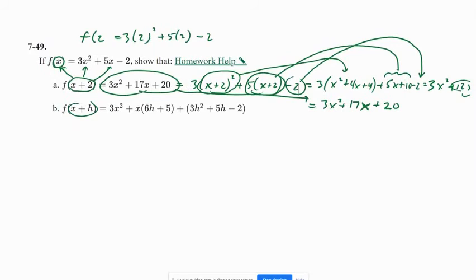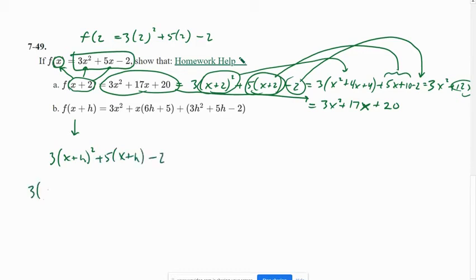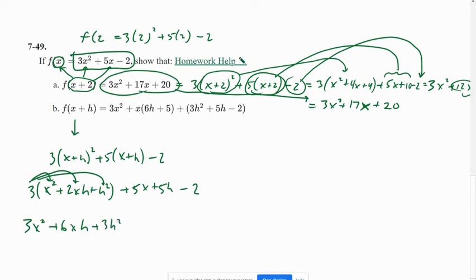Okay, and then for part B, we'll do the same exact thing, but we're going to replace all the x's with x plus h. So this is going to be 3, looking up here again, 3 times (x plus h) squared plus 5 times (x plus h) minus 2. So this is 3 times (x squared plus 2xh plus h squared) plus 5x plus 5h. And I'll try not to forget the minus 2 this time. And so then when we distribute here, we have 3x squared plus 6xh plus 3h squared plus 5x plus 5h minus 2.